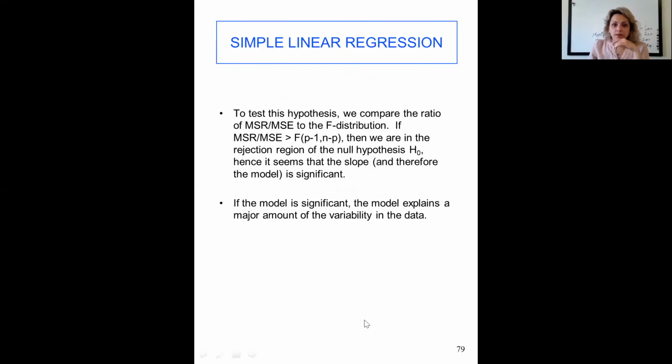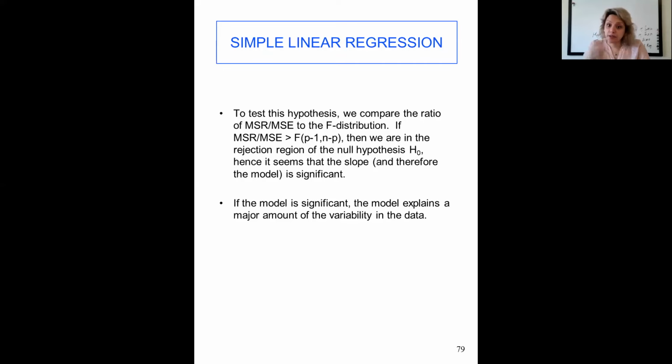So let's look at the next one. To test the hypothesis, we compare the ratio of MSR over MSE to the F distribution, meaning the F from the table. If MSR over MSE is greater than F with the degree of freedom of the regression model and the degree of freedom of the error. If we were comparing two different variances, we would have two different sample sizes and two different degrees of freedom. But here we are talking about the regression model. When you read the F from the table, what are going to be our degrees of freedom? It's going to be the degree of freedom of your regression model and your error.